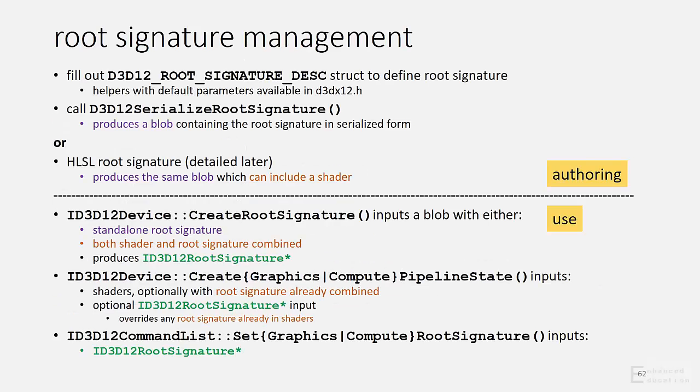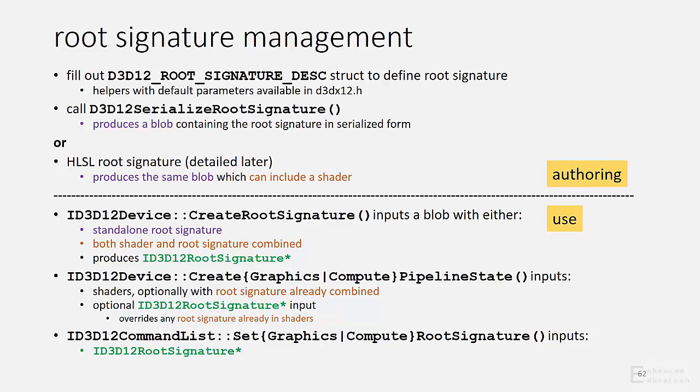Here's a slightly closer look at the steps involved in root signature management. First, you'll see the couple of options for authoring root signatures that were mentioned previously. The programmatic method is the first, where you'd fill out a D3D12 root signature desc data structure. It's a little bit of a complicated data structure that benefits from the use of some helpers that live in D3DX12.h for construction. Once you've made the struct, you pass it into D3D12 serialize root signature, and what you get out is a blob containing the root signature.